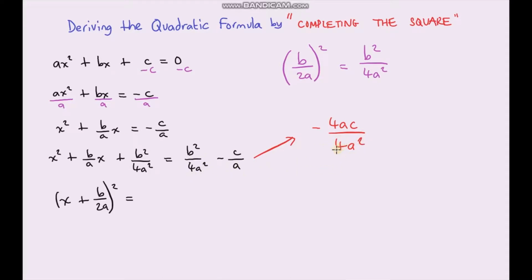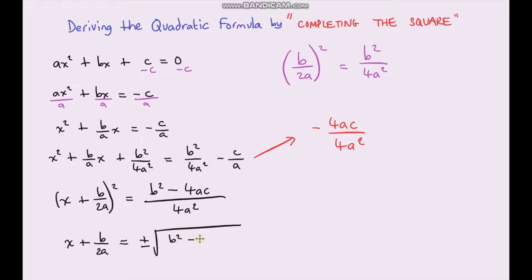And now I can add these fractions together. So on the right hand side, I'm going to be left with b squared minus 4ac, and in my denominator I've just got 4a squared. And now I can square root both sides. If I square root the left, I'm left with x plus b over 2a. And on the right hand side, I'm going to be left with plus or minus the square root of b squared minus 4ac, all of that over 4a squared.